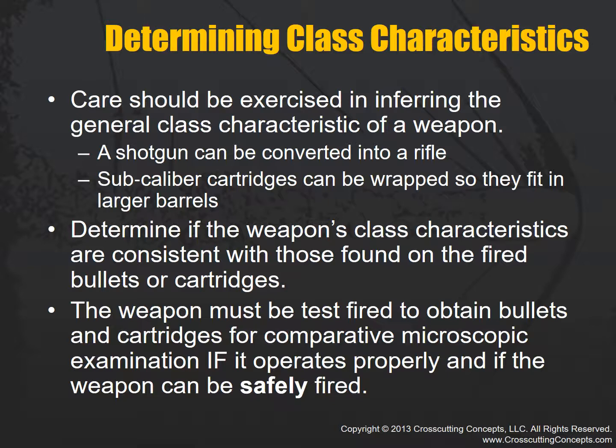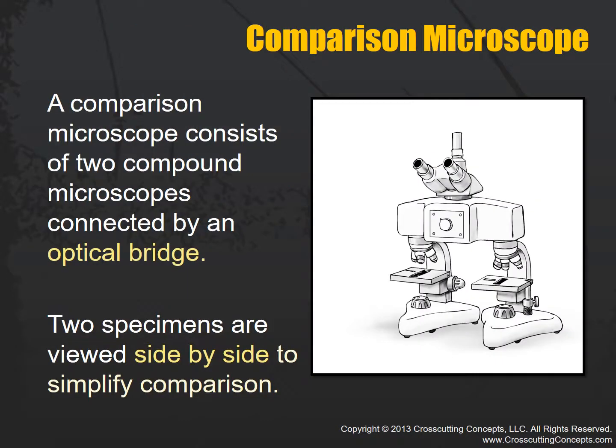The weapon must be test fired to obtain bullets and cartridges for a comparative microscopic examination. So you must fire the weapon that you think it is to do microscopic examination. And you can only do that if it operates properly and if the weapon can be safely fired. If things have been done to the weapon that make it unsafe to fire, then they can't do microscopic examination. For microscopic examination, you use a microscope with an optical bridge. Here is an image. It allows for side-by-side comparison of two bullets.